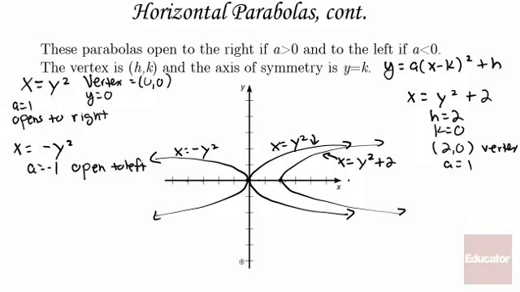And k, as discussed before, shifts the graph of a parabola vertically. So the same idea here. If I were to change k, then I would shift this graph up or down by k units. So horizontal parabolas, you need to be familiar with this equation. You need to know that they open to the right if a is greater than 0. They open to the left if a is less than 0. The vertex is at (h, k), and the axis of symmetry is y equals k. And you also need to keep in mind that these do not represent functions.